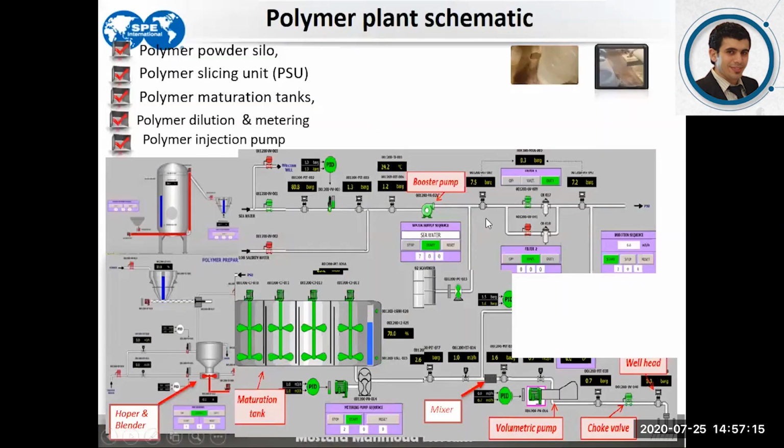And this is a real example of the polymer that was captured from the practical application of the polymer injection.